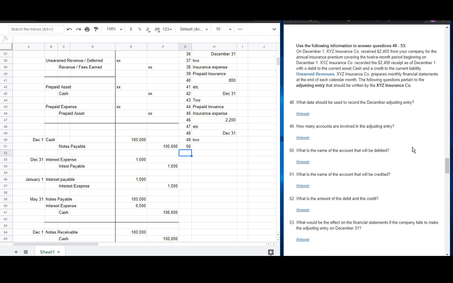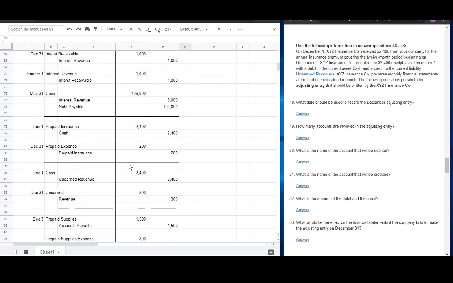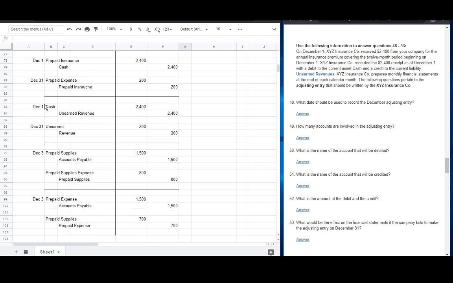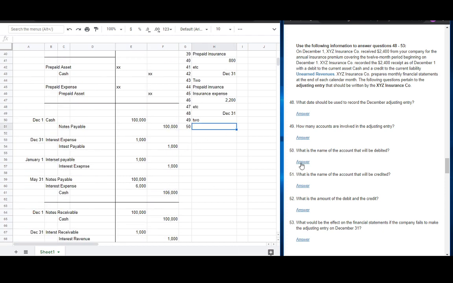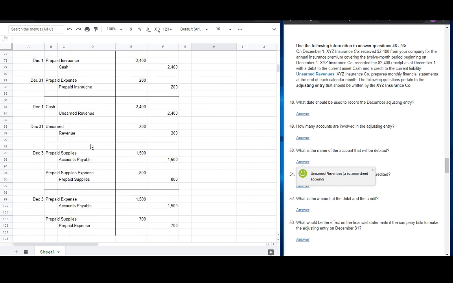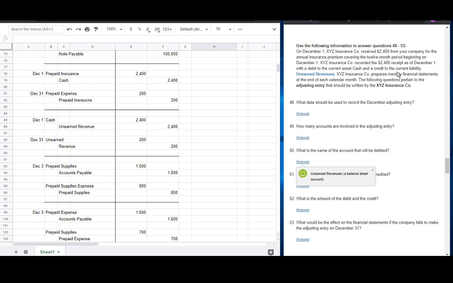Number 51, what is the name of the account that will be credited? It is unearned revenue. We debit unearned revenue and credit service revenue. So here we do not recognize the revenue first. It is a liability. Then as soon as we perform the service, we recognize the revenue.